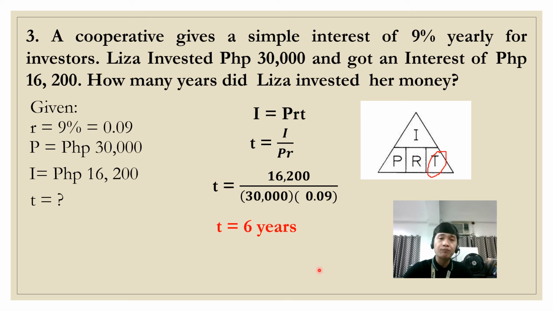So, therefore, yung pera po ni Liza ay ininvest niya doon sa co-op in 6 years. So, in 6 years, so after 6 years, babalik sa kanya yung pera niya with an interest of 16,200 pesos. So, that is our example or problem number 3. Okay, let's have the last problem.